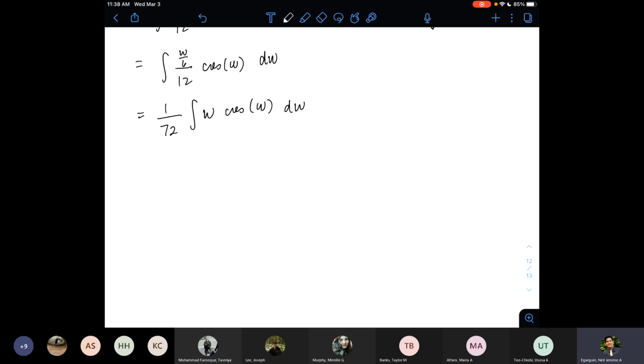And here you only need to apply IBP once by taking u to be equal to w and dv equal to cosine w dw, right? Because of isolate.